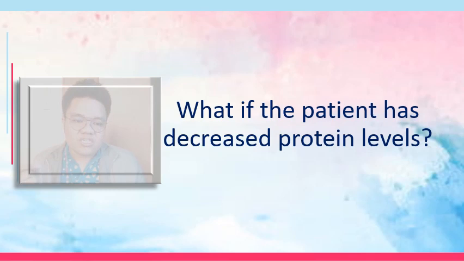So what are the conditions that usually lead to decreased protein levels? One is your liver problem, then you have your kidney problem, you have your patient who is malnourished, and also the adult with multiple chronic illnesses. These are patients who are at high risk for decreased protein levels.